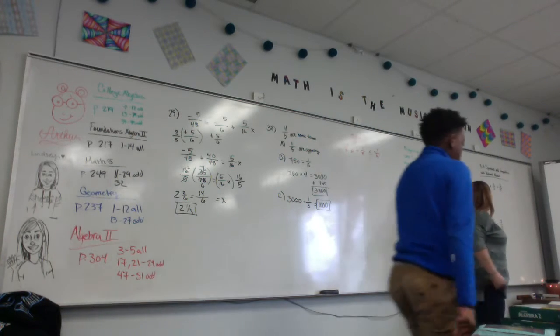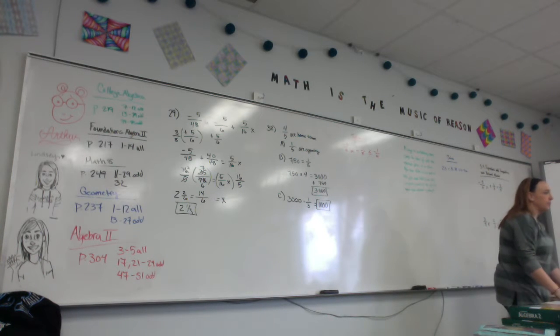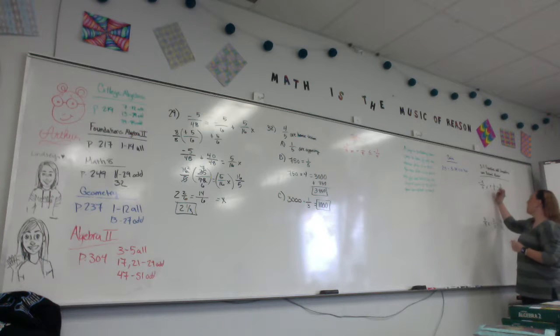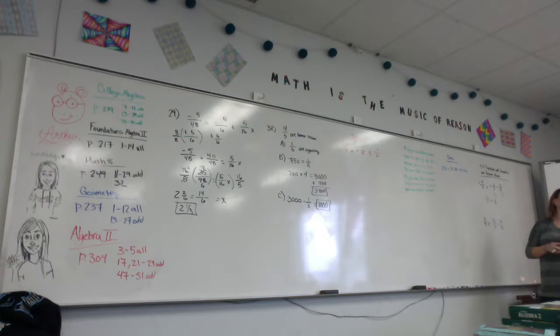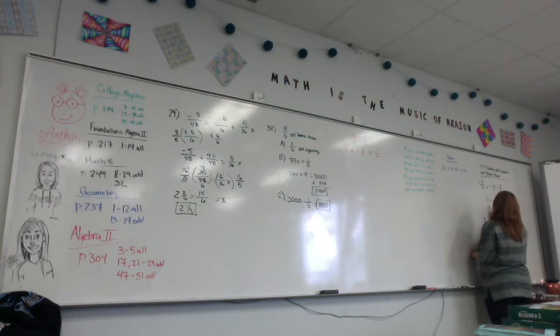How do I solve negative 5/6 x plus 1/2 equals 3/4? What do I need to do? You have to subtract 1/2 from both sides. And you get negative 5/6 x equals 3/4 minus what? How do I change that into a common denominator? 2 over 4. So I get negative 5/6 x equals 1/4.